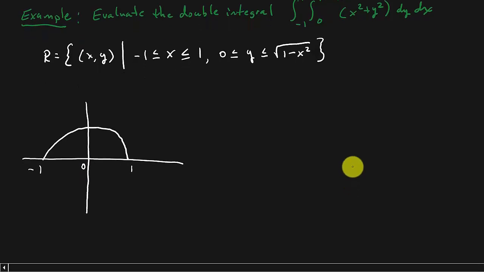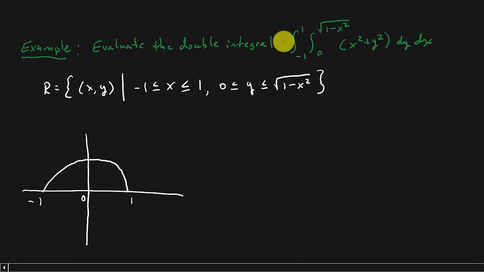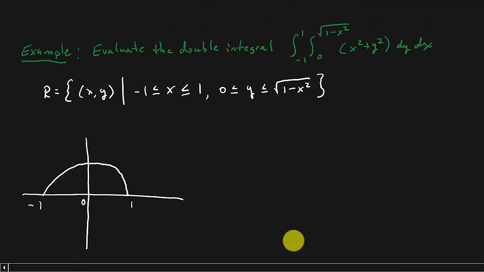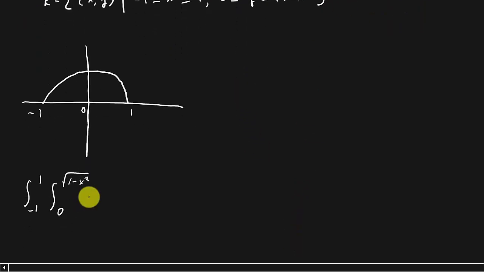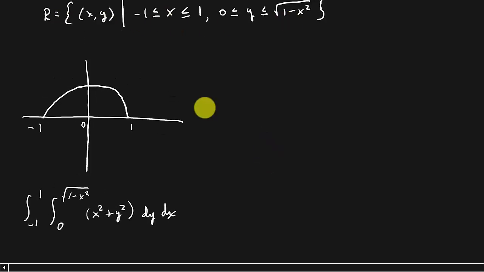All right, so let's go ahead and set up our integral. So I've got -1 to 1, and then 0 to square root of 1 minus x squared, I'm just copying this down again. And it's x squared plus y squared, dy dx. All right, so let's take a look and see what we've got. So this was our region here.